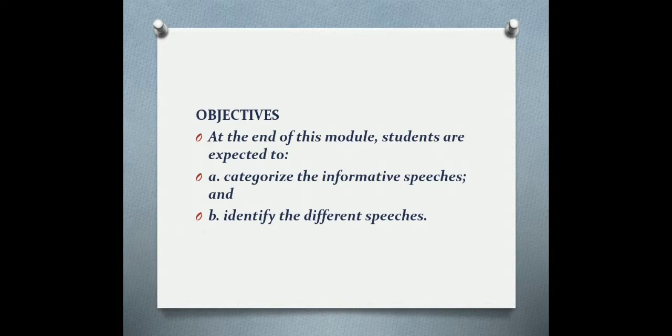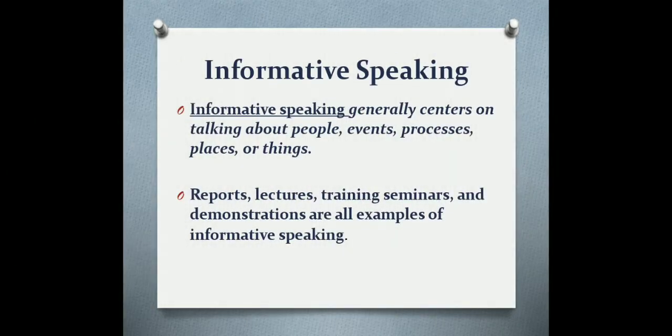Objectives. At the end of this module, students are expected to categorize the informative speeches and identify the different speeches. Informative speaking generally centers on talking about people, events, process, places, and things. So, informative speaking generally concentrates on talking about people or individuals, events or something that happens or is supposed to happen, and places or things.